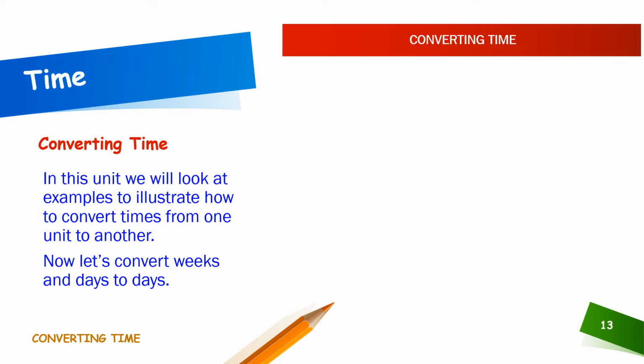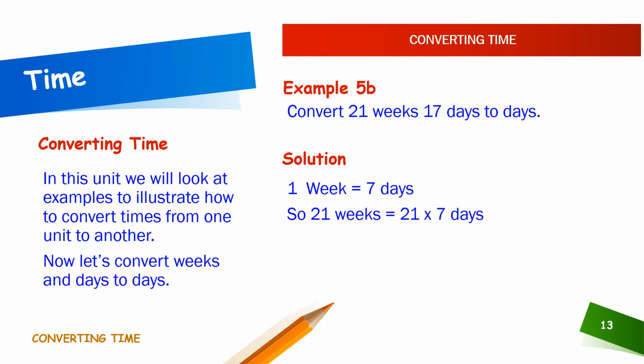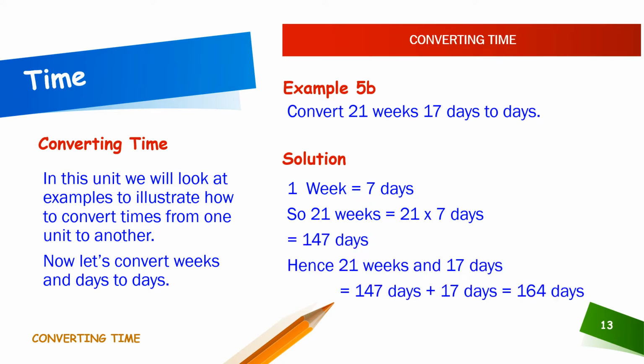Now let's take a look at another example. Pause the video and have a go. Press play when you're ready to view the solutions. So we're going to convert 21 weeks and 17 days to days. So let's solve this. 1 week equals 7 days. So 21 weeks equals 21 times 7 days, which equals 147 days. Therefore, 21 weeks and 17 days equals 147 plus 17 days, which is equal to 164 days.